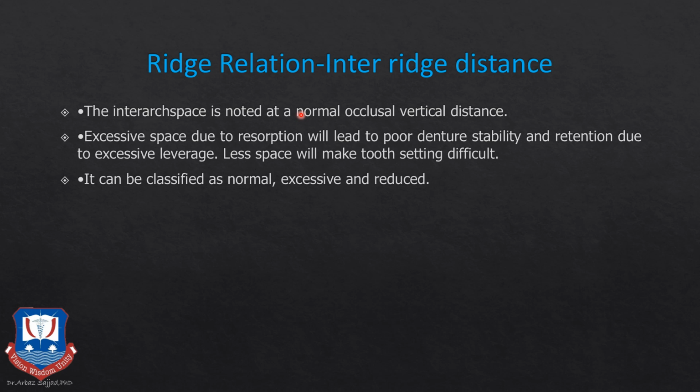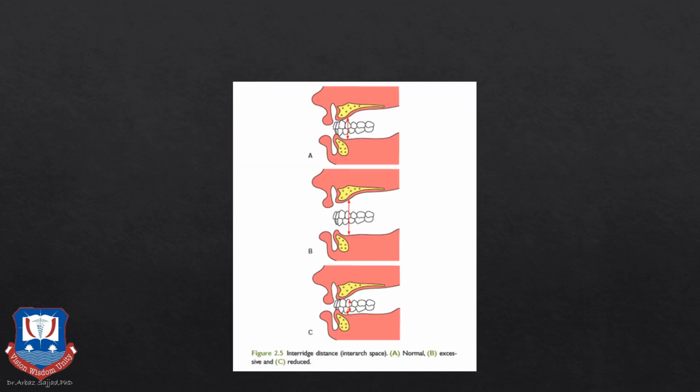Now coming to the ridge relationship, inter-ridge relationship and inter-ridge distance is very important. The inter-arch space is noted at a normal dimension. If you have sufficient inter-arch space, this is ideal for denture construction. If we have excessive inter-arch space between the ridges, usually when there has been excessive resorption of the residual ridges, this will increase the weight of the denture, increase the vertical height of the denture, and make it unstable. Reduced interspace will create speech difficulties, will affect the aesthetics, as well as may cause soreness of the basal seat area.